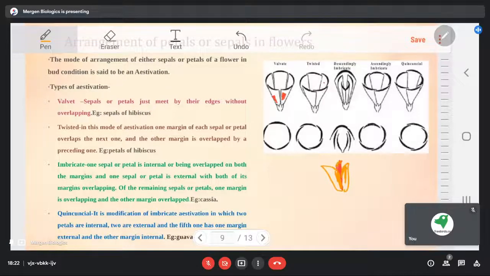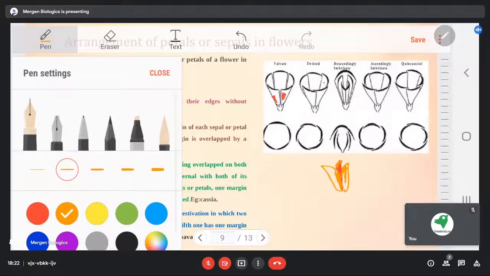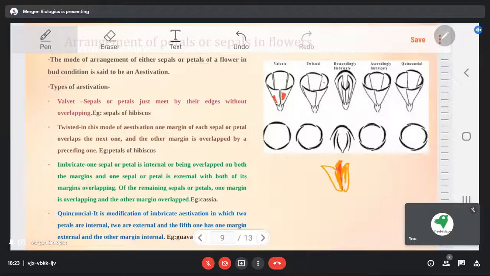So this is the first petal, or sepal, which is being overlapped by these two outer petals or sepals. Now, as I have told you, there are 5 sepals or petals. So for that, the remaining one overlaps the margin and the other is being overlapped. That is, this will be present internally.